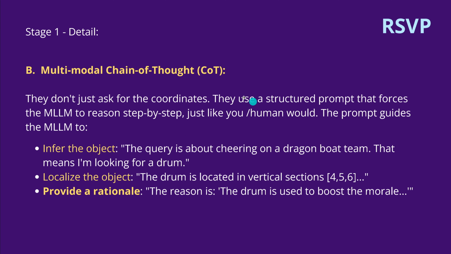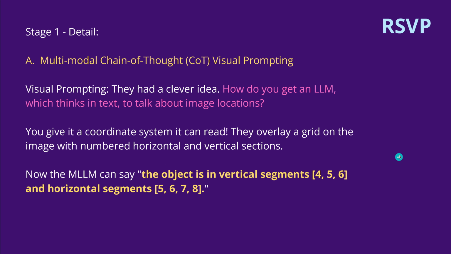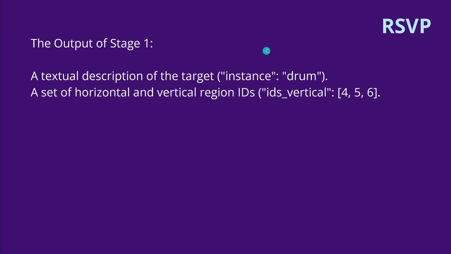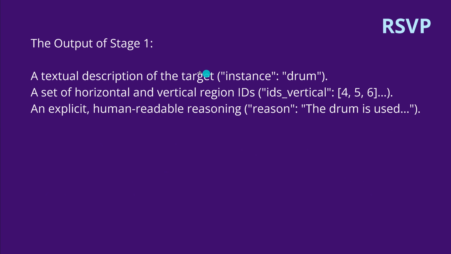Problem solved. And the multimodal chain of thought tells us then, I don't just infer the object, I don't just locate the object in the image, but it also provides a rationale. The reason why I identified this object is that it has a specific feature, and this object is used, I don't know, in a social context in the following form. So you have a rationale that explains the form, function, and everything of this particular object. Now, the output is easy. You have a textual description of the target, you have a set of horizontal and vertical region IDs, and you have an explicit, human-readable reasoning.